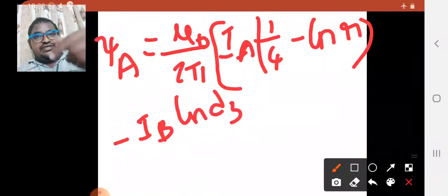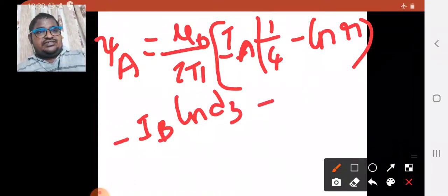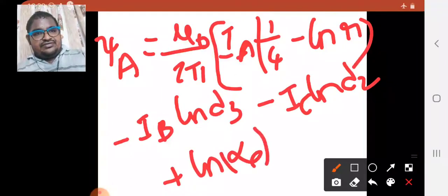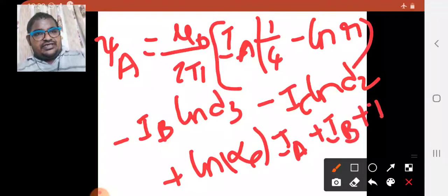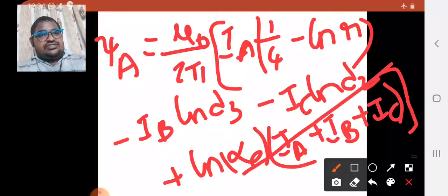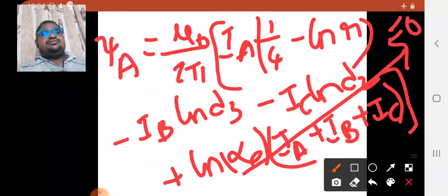We will write infinite terms later. Minus IC into ln d2 plus ln infinity into IA plus IB plus IC. It needs some patience, otherwise you may not get this answer. And we know that as the loads are balanced, IA plus IB plus IC is equal to 0. Therefore this term will be 0.